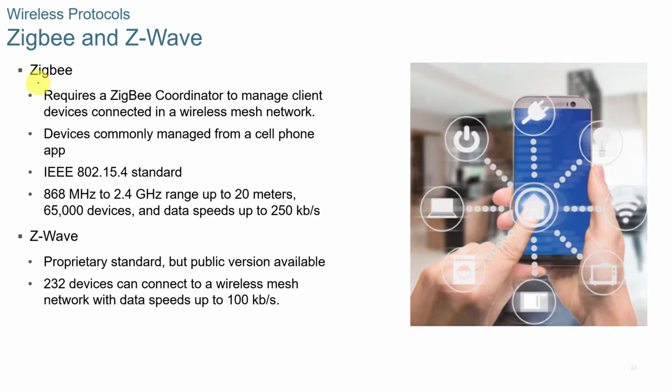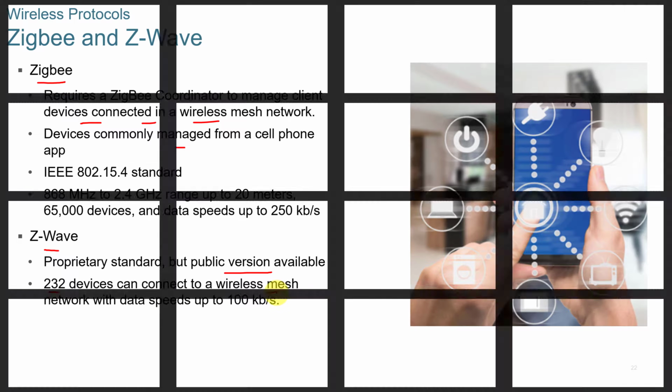Some other wireless protocols are Zigbee. They require a Zigbee coordinator to manage a client device and connect to a wireless mesh network. They're commonly managed from a cell phone app. And then you have Z-Wave. That's a proprietary standard, but there are public versions available. And you can have up to 232 devices connected to a wireless mesh.